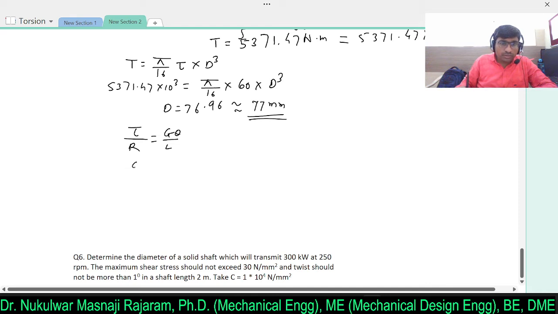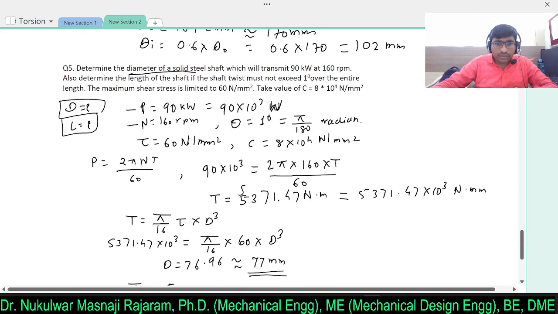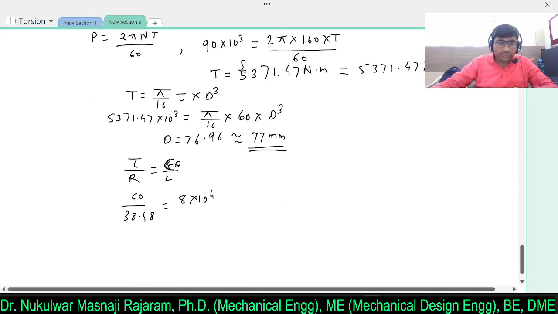How much? It's 60 divided by 2. If you take that, then the radius is 38.48. The value of G or C is given as 8 into 10 raised to 4. Am I right? Yes, 8 into 10 raised to 4. Theta is given in degrees, but we need to consider it in radian mode, as our calculator is in radian mode, so put your calculators also in radian.